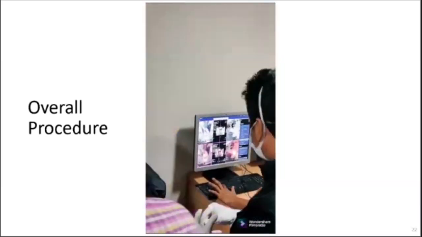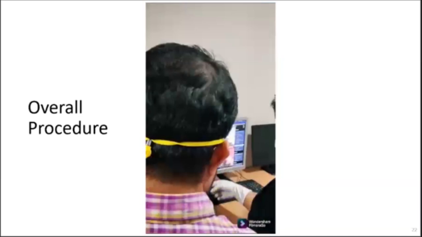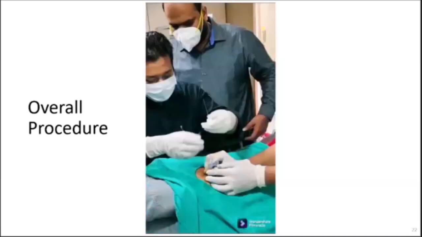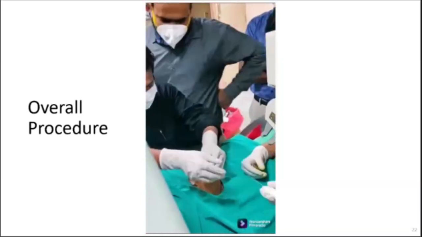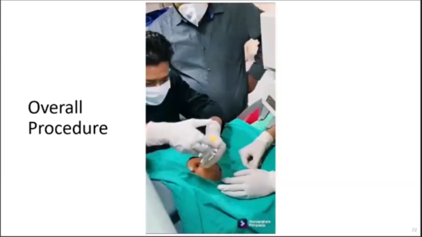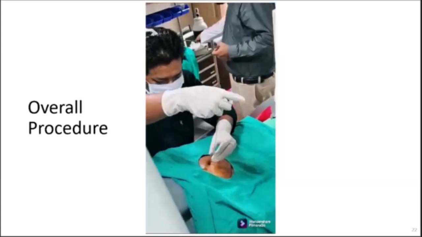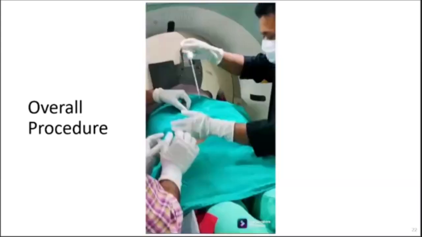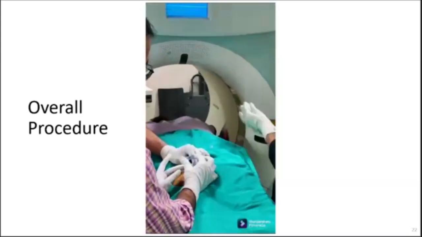To confirm the correct placement, a check CT is required, which is reviewed. After that, the trocar stylet is withdrawn and the biopsy gun is inserted through the coaxial needle. Samples are taken and collected.